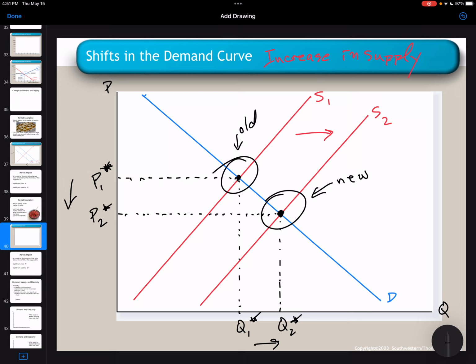Okay, so we've done the first part. We showed the market in equilibrium. We then drew in the change, which was an increase in supply, and now we can figure out what's going to happen in this market. Well, our new equilibrium is going to be at the intersection of our new supply curve and the old demand curve. This results in a lower price but a higher quantity.